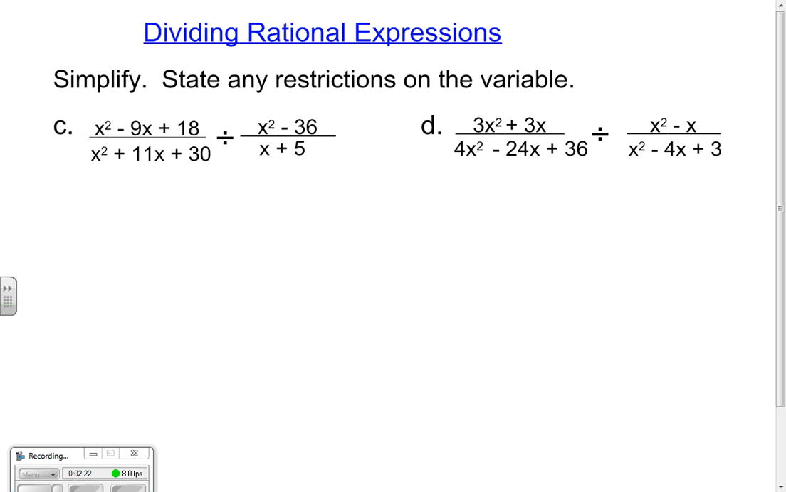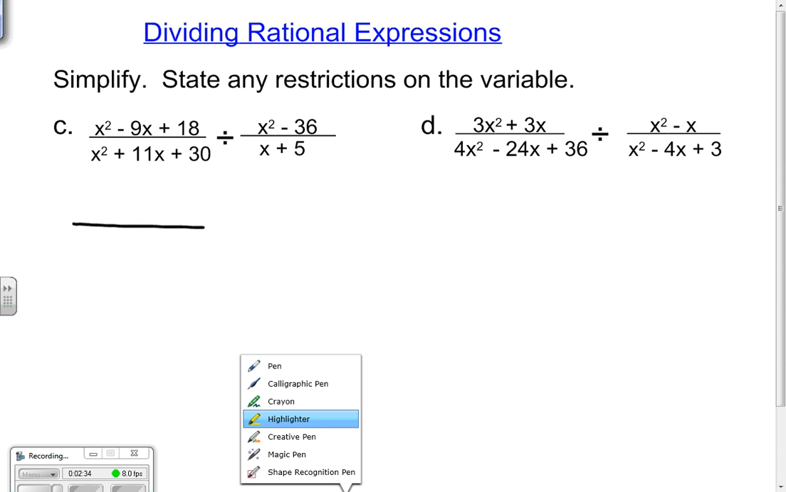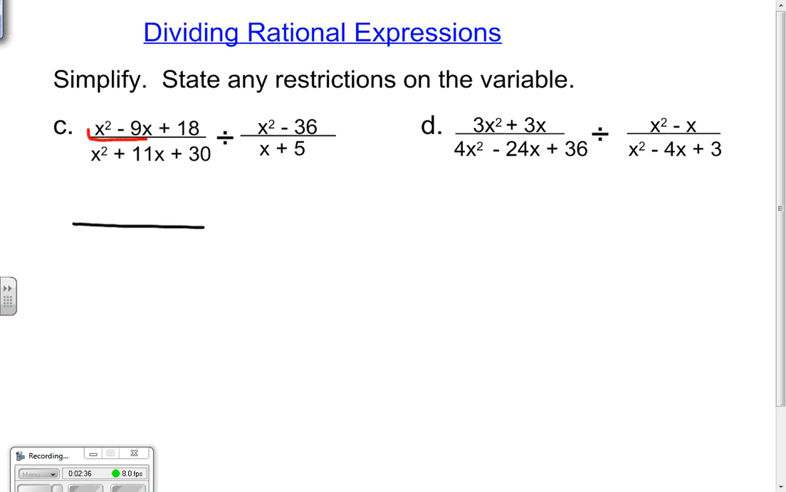So letters C and D, if you look, have addition and subtraction involved, so you're going to have to factor. So I'm going to do 2 steps in one. The first one is to factor the numerator of the first fraction. So that's this one right here. 2 numbers that multiply to 18 and add to -9 are an x minus 6, x minus 3. The denominator of that fraction factors into an x plus 5, x plus 6.